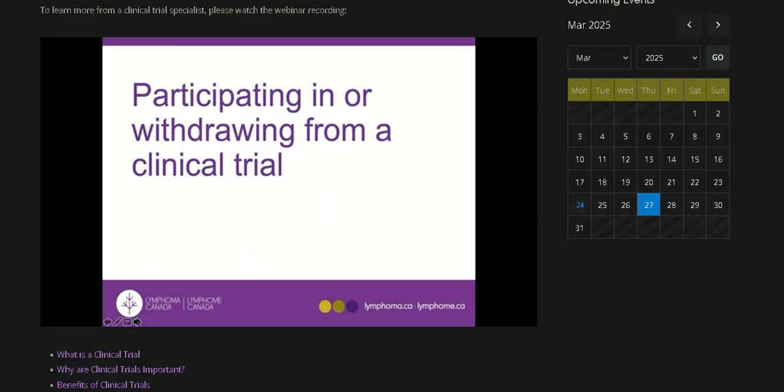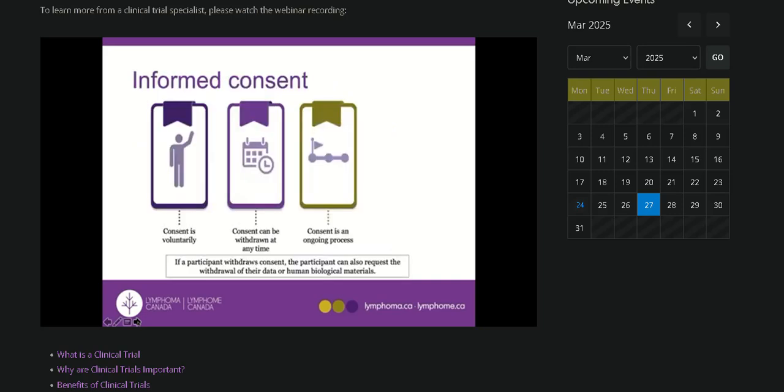I'm going to wrap up with a few slides about participating in or withdrawing from a clinical trial. These are important things to know in terms of your rights as a participant and as a volunteer in clinical trials. So first of all, there's this thing called informed consent, and a lot of people tend to think of informed consent being an actual document that's provided to you. That is one part of informed consent, but informed consent is actually a process.